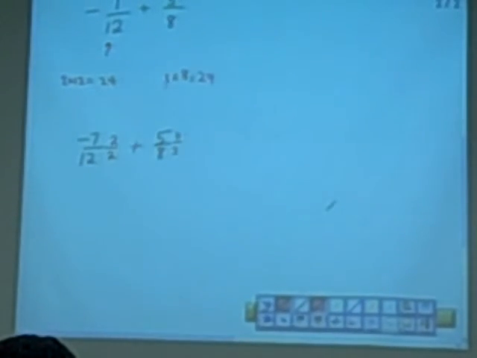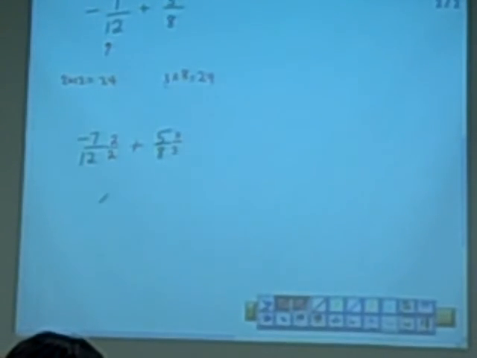Alright? So now we multiply 2 times negative 7. That gives us what? Negative 14 over 2 times 12, 24. Plus 5 times 3, what's that? 15 over 8 times 3, 24. So now we have a negative 14 and a positive 15. So is that going to give us a plus or minus for an answer? Plus 1 over 24, right. Okay, and that's our answer.